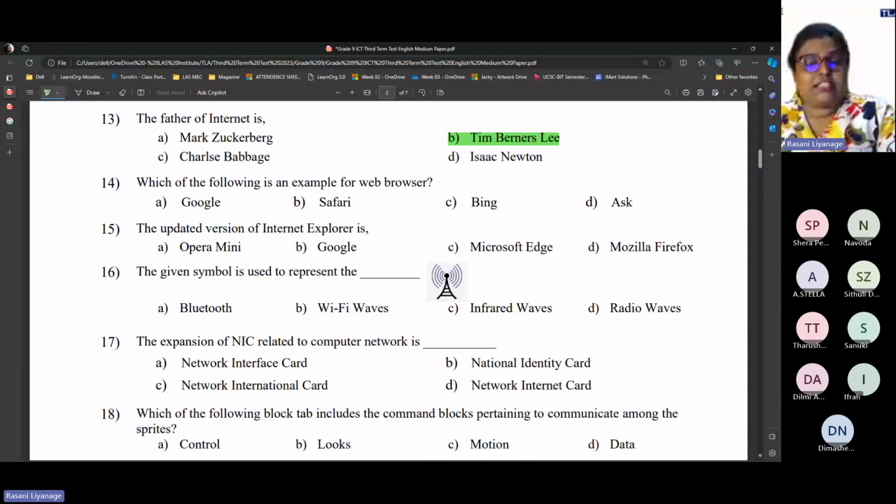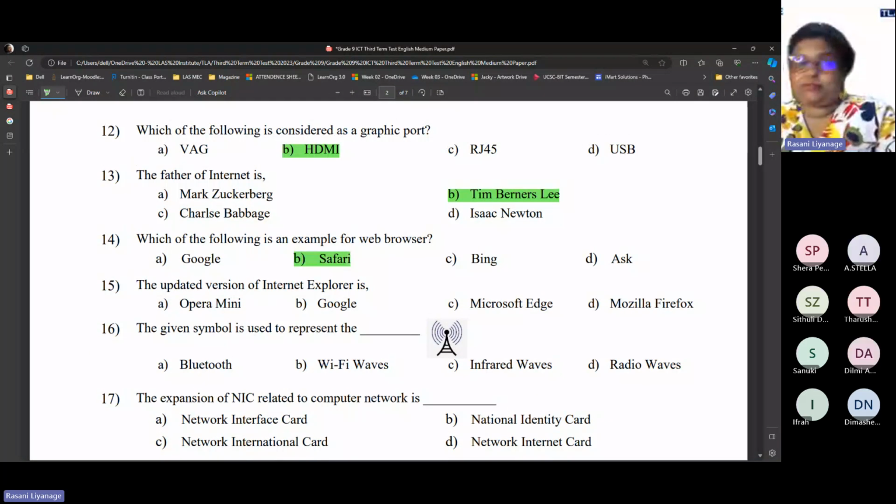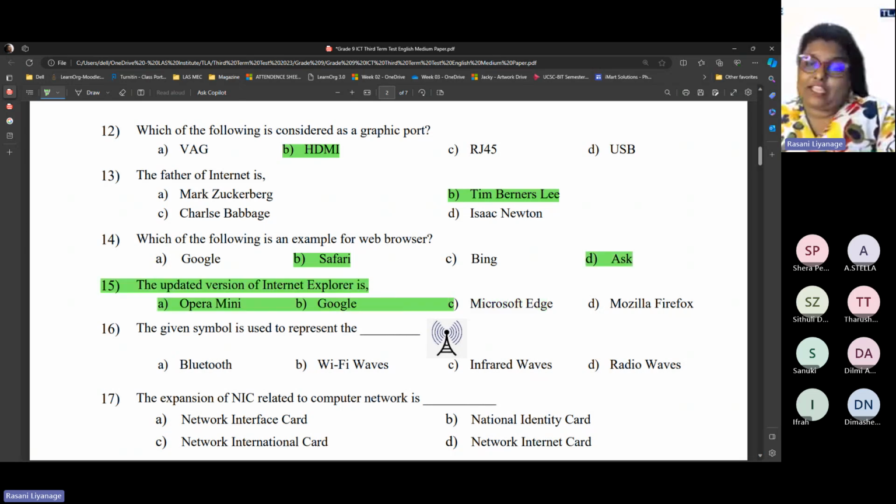So the answer is Safari. This is on Mac. The updated version of Internet Explorer, that is where we are here now, is Microsoft Edge.